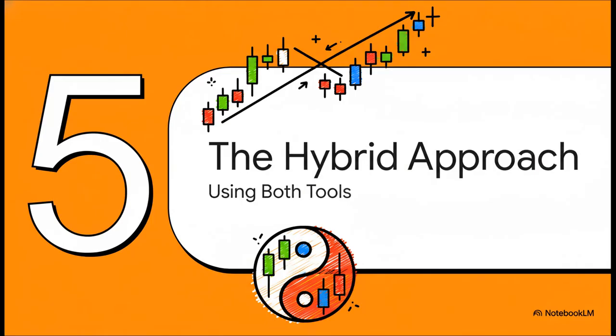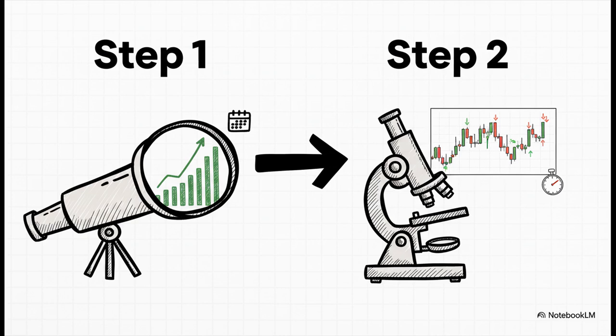But wait, here's the real secret sauce, the final piece of the puzzle. The pros, the really experienced traders, they know you don't have to pick one or the other. You can, and probably should, use both. This is the hybrid approach, the pro strategy. Think of it like this. You've got a telescope and a microscope.